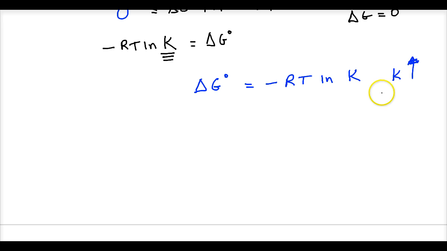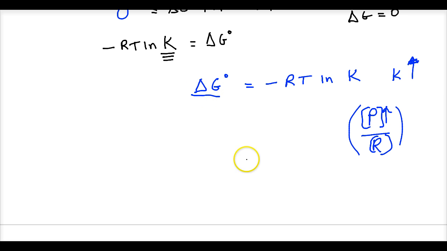If I have a large K, which means I have a lot more products than reactants, because K is that ratio of products concentration over reactants. If I have that scenario, the reaction is tremendously exergonic, which is the same thing as saying very spontaneous.